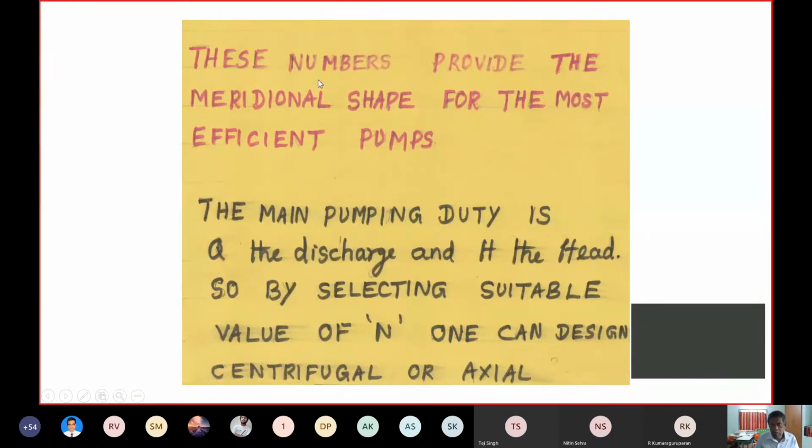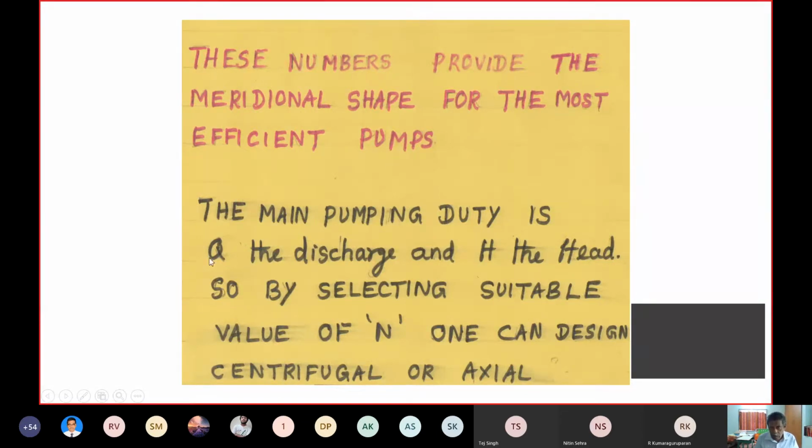These numbers provide the meridional shape. We had in the earlier class introduced the meridional cross section, the cross section containing the axis. Even our classification, axial, radial and mixed, depends on the flow path in the meridional section in the rotor or the runner. So these numbers provide the meridional shape for the most efficient pumps.